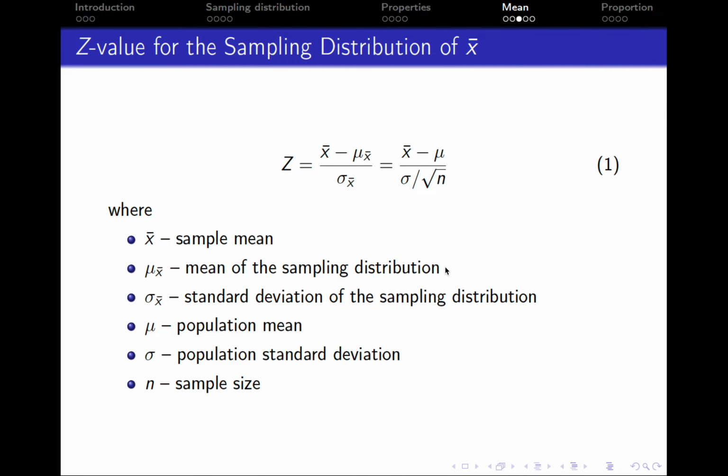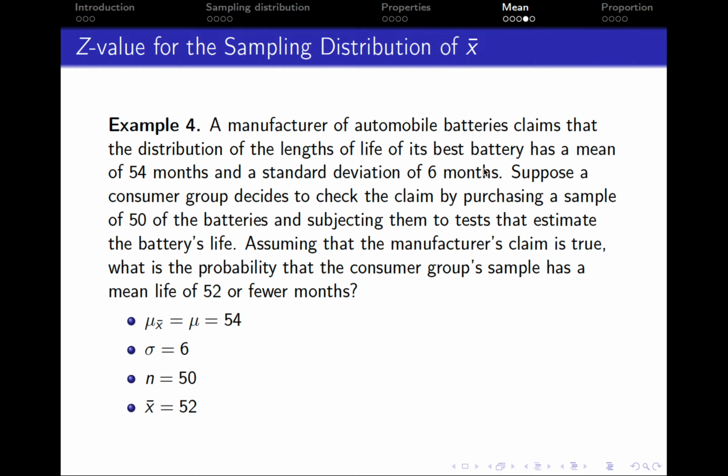And for this type of distribution, we can calculate the z-value, or z-score, which is defined as sample mean minus mean of the sampling distribution divided by standard deviation of the sampling distribution, which can also be written as sample mean minus population mean divided by population standard deviation and divided by the square root of the number of observations. To see how this formula is used on some example, let's have a look at example number 4.